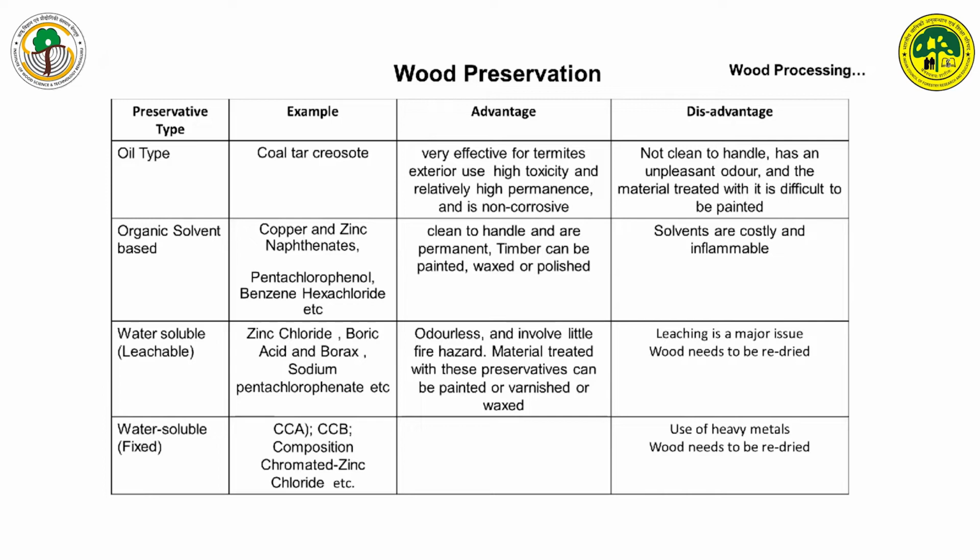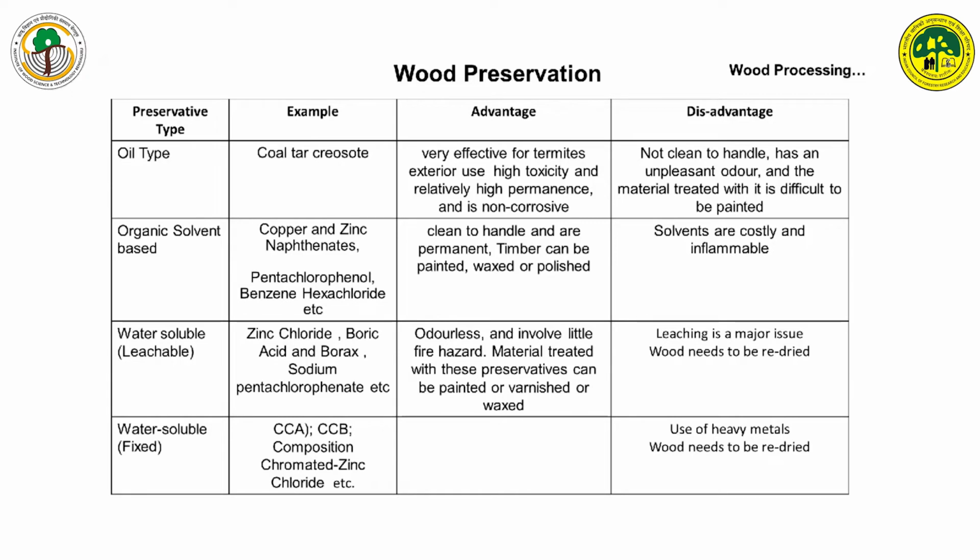They are classified as oil types, mostly creosote and coal tar, but this is very dark in color and has an unpleasant odor. However, it is easy to treat, and mostly it is used in external applications like railway sleepers, or even where wood is used in ground contact. Organic solvent based ones are also good. However, the solvents are very expensive, because we have to use organic solvents to dissolve the active ingredient.